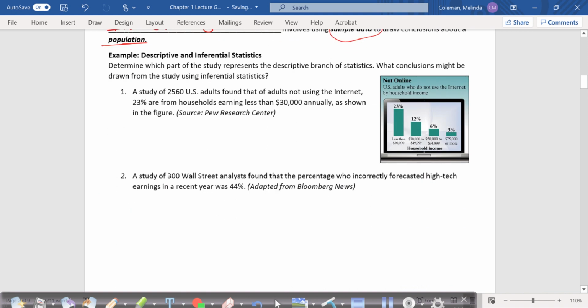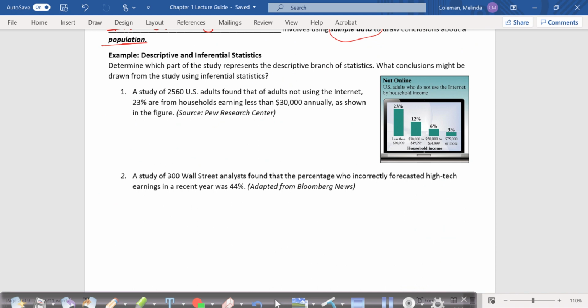So, a couple more examples. Determine which part of the survey represents a descriptive branch, and what conclusions might be drawn from a study using inferential statistics. So, example 1, a study of 2,560 U.S. adults found that of adults not using the internet, 23% of the households earned less than $30,000 annually, as shown in the figure. And again, with statistics, oftentimes there is a figure that's involved.